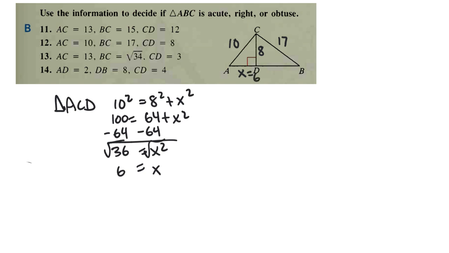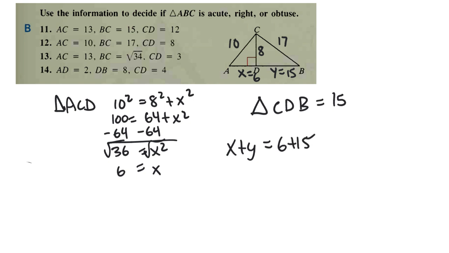Oh my God, I already know this. Look at triangle CDB. If this is 8 and this is 17, that's an 8, 15, 17. It's one of the triples that I was showing you earlier. So if I call this y, that's 15. If you did the Pythagorean theorem, you would know that it is that. So the total x plus y is going to be 6 plus 15, which is 21.